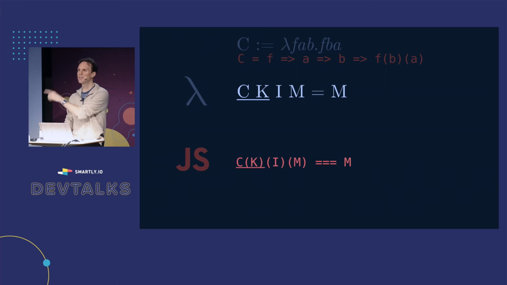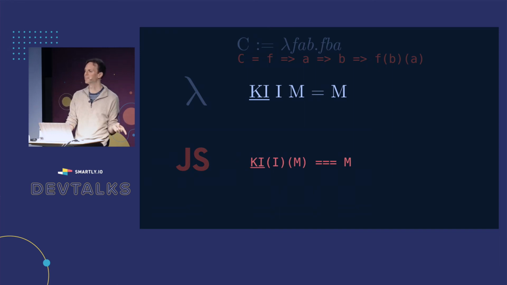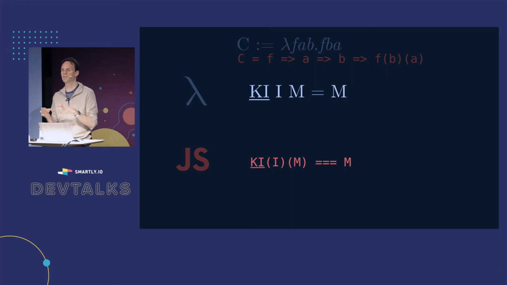And C of k takes two things and returns the second. That sounds super familiar, right? Flipping k gives you ki. They are the same function. C of k and k of I are the same function. They behave identically. For every input, they give you the same output.